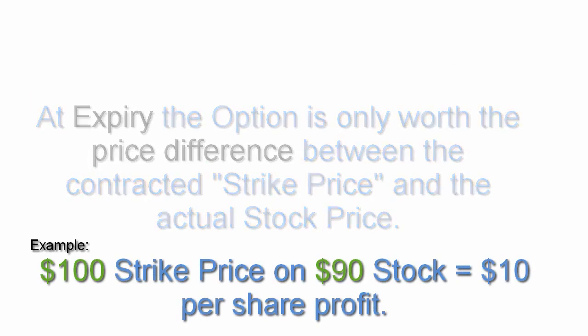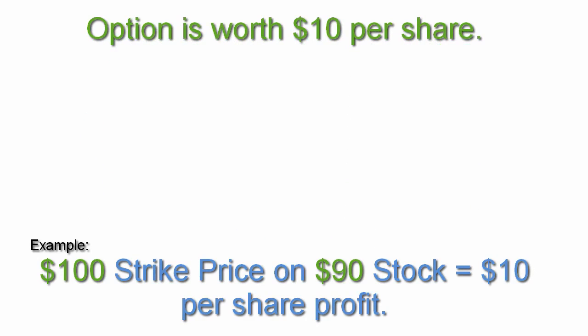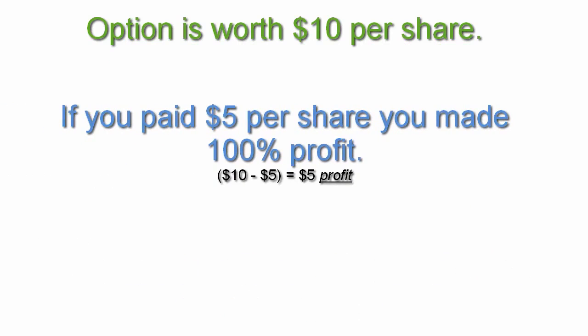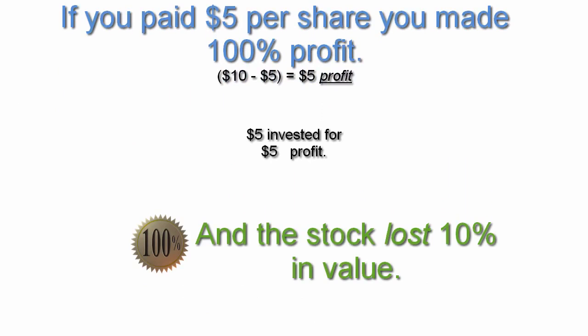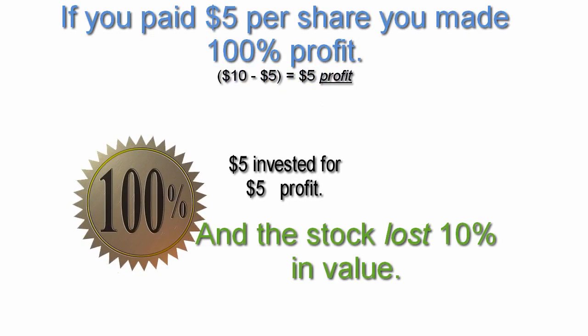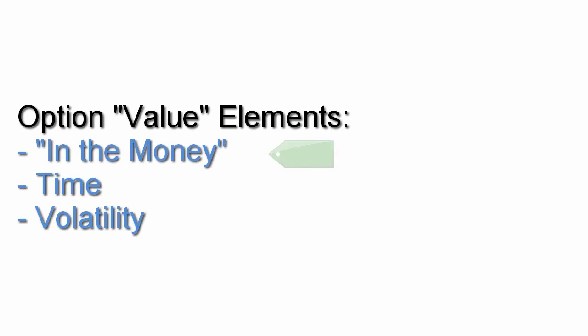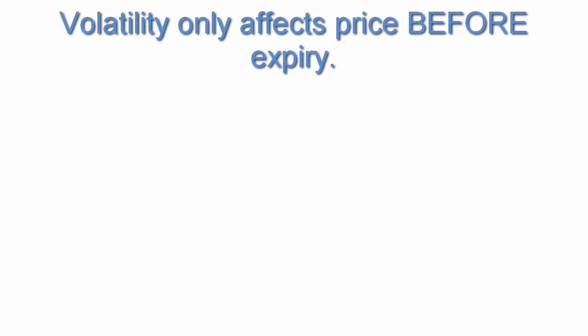So if the stock was a $90 price at the expiry date, but the strike price was $100, that's a $10 per share profit. And if we paid, for example, $5 per share, let's say a few weeks earlier, then we made 100% profit because our $10 profit on a $5 investment. That's pretty awesome. And here's how it works, there's the in the money, there's the time and the volatility for the value that we would have paid the $5.